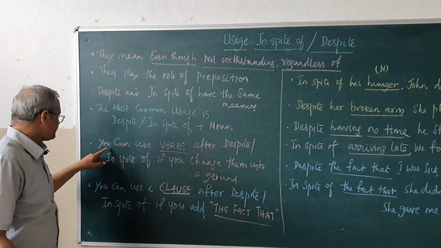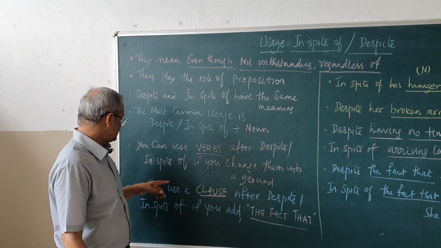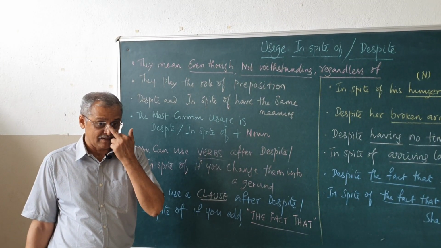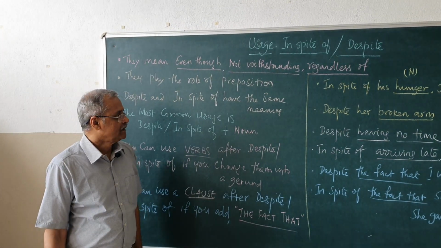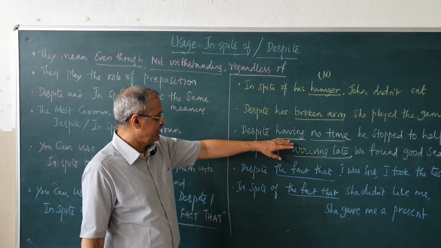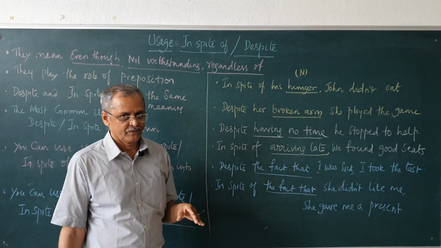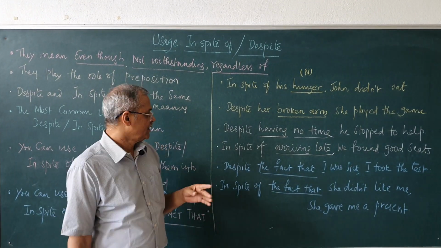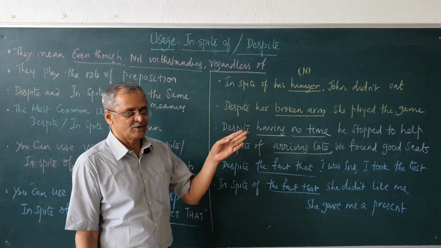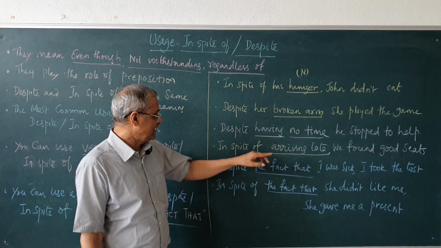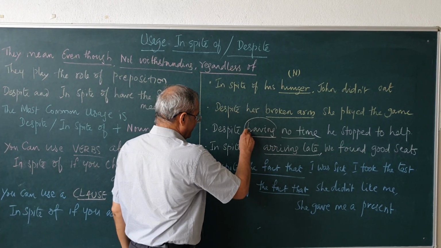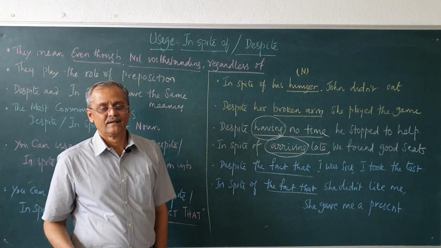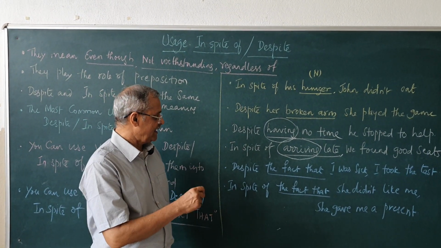Second usage: you can use verbs after despite and in spite of if you change them into the gerund, that is the present participle, the ing form. See here, despite having no time, he stopped to help. We can use although: although he had no time, he stopped to help. In spite of arriving late, you see the ing form here, this is the gerund form, we found good seats. Although we arrived late, we found good seats.